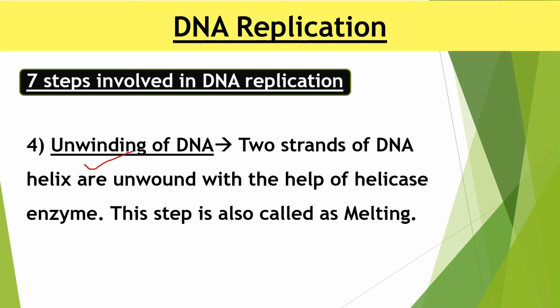Now we know that DNA is a double helix. There are 2 strands of the DNA. So the double-stranded DNA has to get converted into the single strands. This is done with the help of the enzyme helicase. Now, unwinding of DNA or converting it into the single-stranded form is also known as melting of DNA.